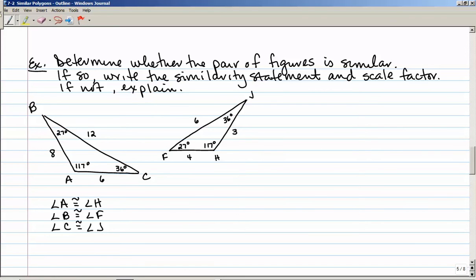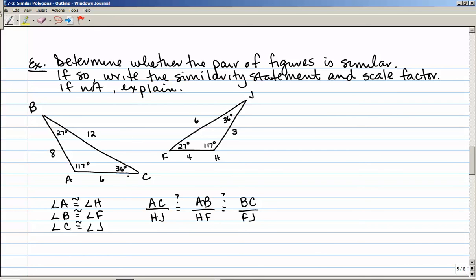Now, are corresponding sides proportional? Let's check that. So I know what AC is, and AC, since this is the first and the last, would correspond to HJ. So is AC over HJ equal to AB over HF, and AB would correspond to HF, and is that equal to BC over FJ, and BC would correspond to FJ? In other words, are all of these fractions equal to each other?